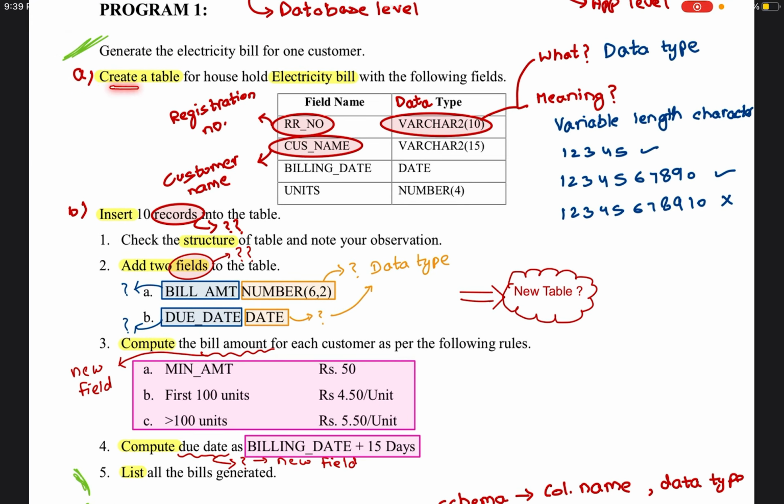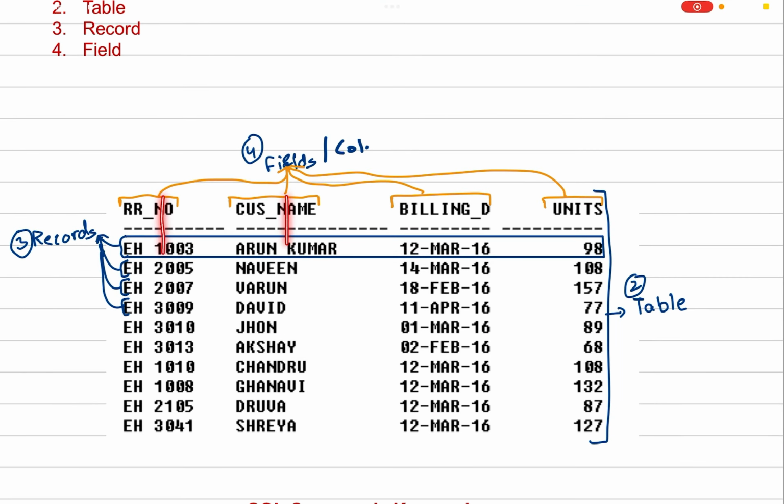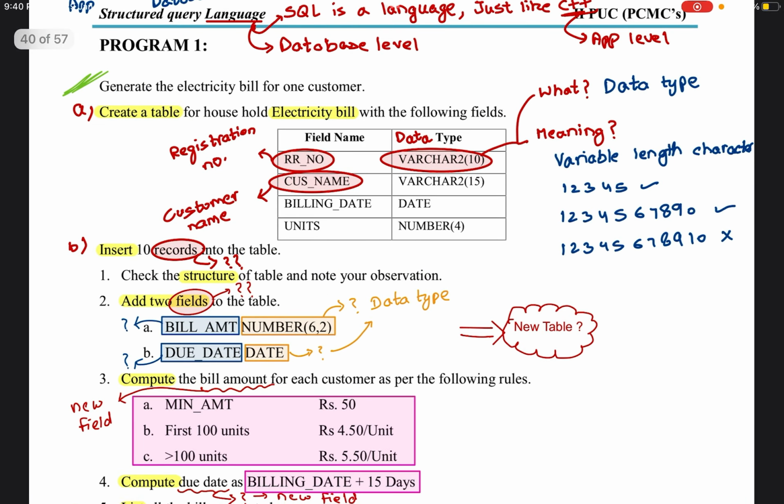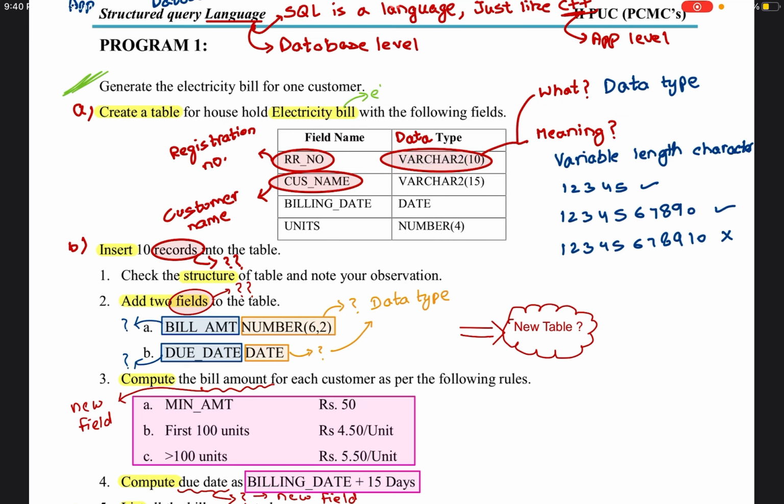Line by line, word by word, we'll understand. Create a table for household electricity bill with the fields. Remember what fields are? I explained this in the basics. These are fields, or columns. Now you have to create a table. The table name will be electricity bill. The shorthand version we use while creating a table in the computer labs is ebill.